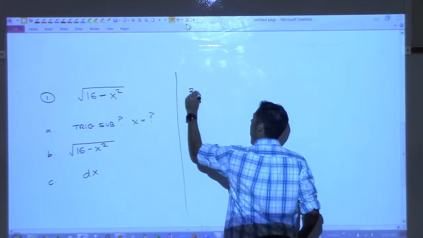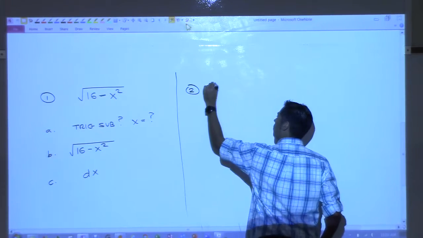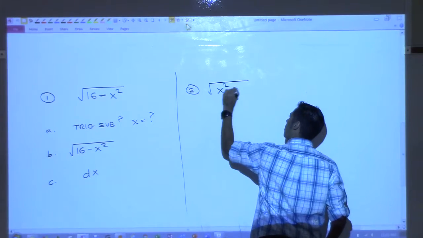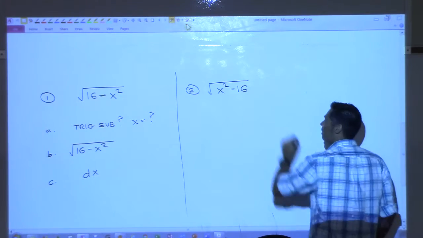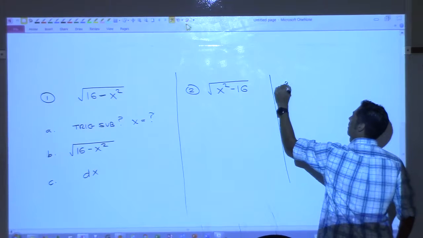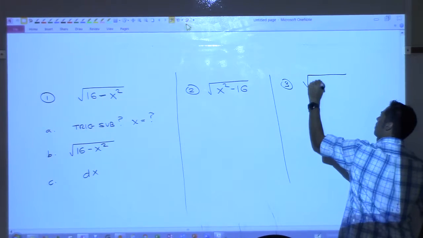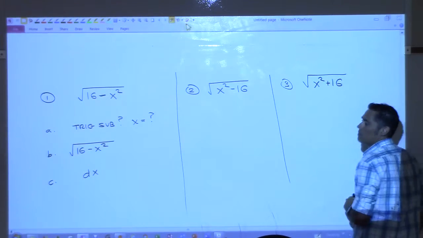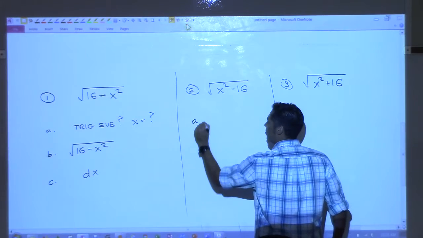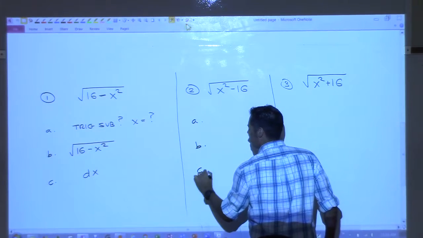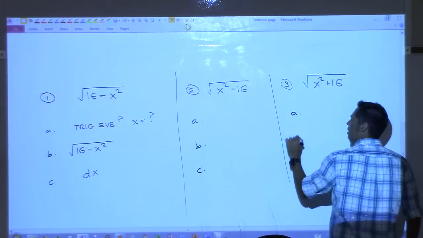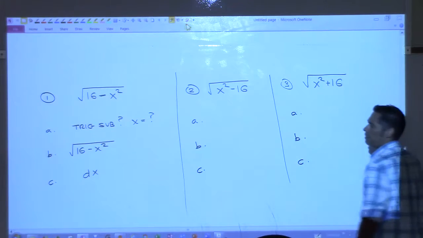Number two is what would you do if it were backwards? And number three is what would you do if they were summed together? All right, so same three questions. A, what's your trig sub? What does the root turn into? What's the trig sub? What does the root turn into? There. Okay.